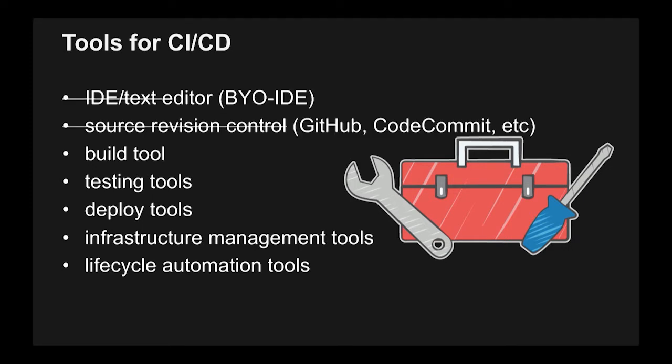The first 2, not going to touch upon it all today. So a lot of different IDEs out there, lots of different capabilities. I'm a Sublime Text and vi person myself. Source control, again, lots of different options. We have a product called CodeCommit at AWS. There's GitHub, Bitbucket, and so forth. But I am going to focus here on the bottom 5.